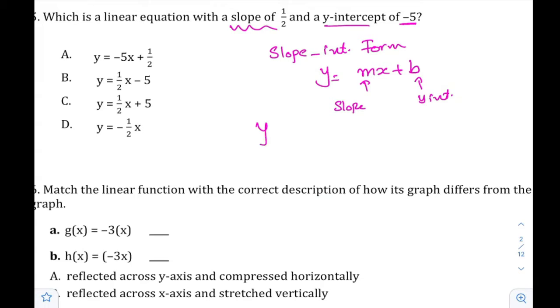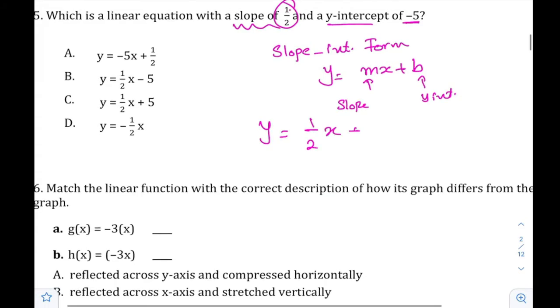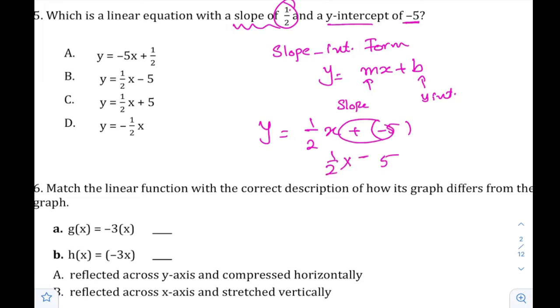So simply, y is, in our case, slope is 1 over 2, and this is x, plus the y-intercept, which is -5. You will not leave plus minus here, so plus minus turns to minus, so it's half x minus 5, and this is my y, and this is b.